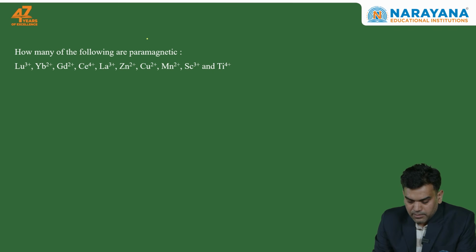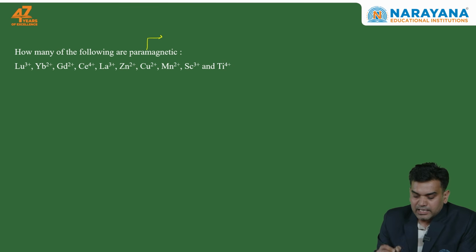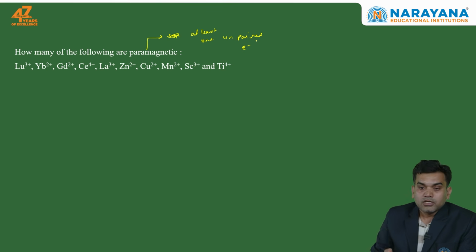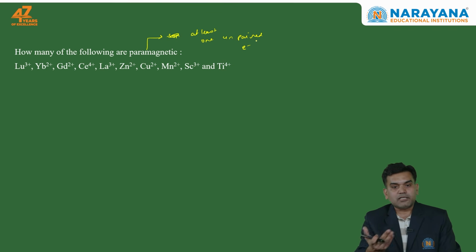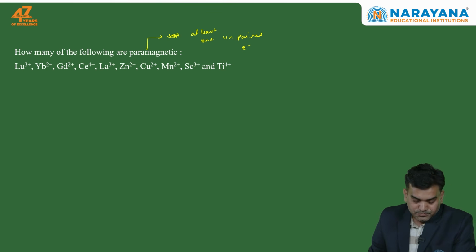So this is paramagnetic. One thing that we should know about paramagnetic nature is what kind of species, what kind of ions can give paramagnetic nature. To have paramagnetic nature, the species should have at least one unpaired electron. The more the number of unpaired electrons, the greater the paramagnetic nature.